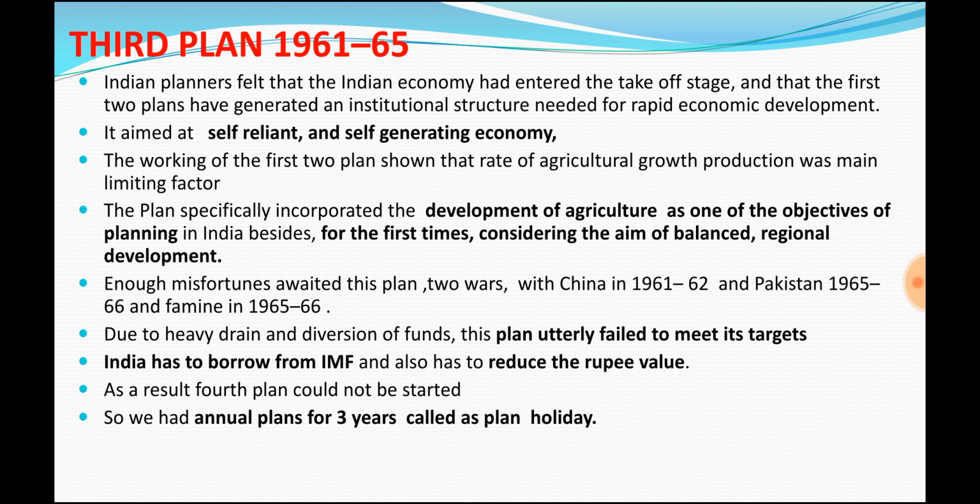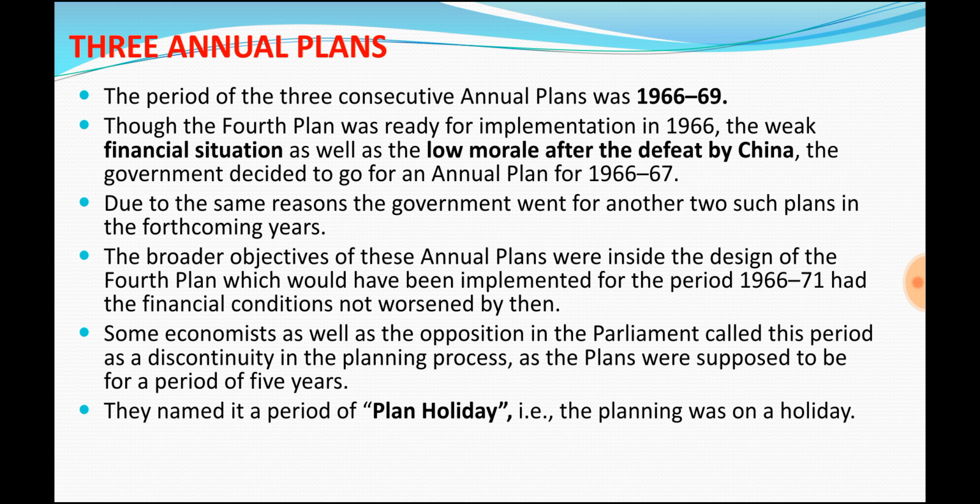India was forced to borrow money from the IMF, and India also had to reduce the value of its rupee. For the first time, India had to depreciate the value of its rupee. Because of this, the fourth plan could not be started, and hence India went for 3 years of annual planning, between 1966 to 69, 3 annual plans. Because of the defeat we had with China, our economy being very poor, having borrowed money and depreciated the value of the rupee and all these things, we had to go for 3 annual plans, and hence this period is sarcastically called the plan holiday.